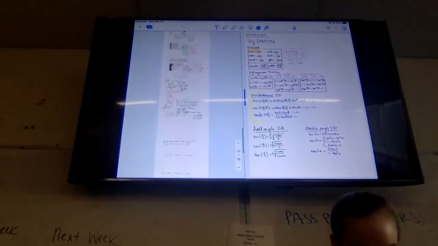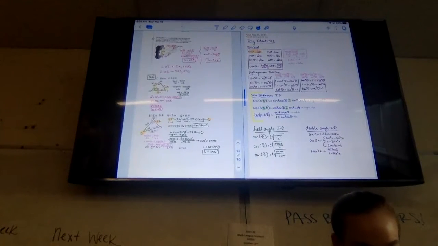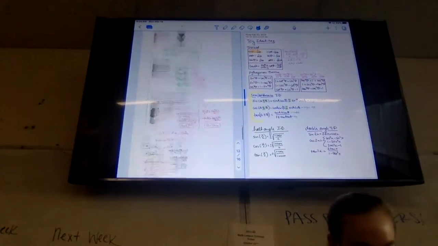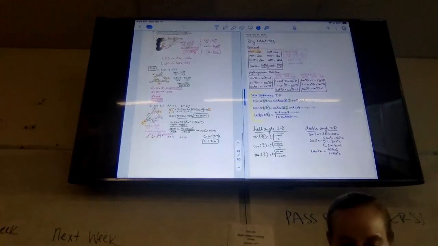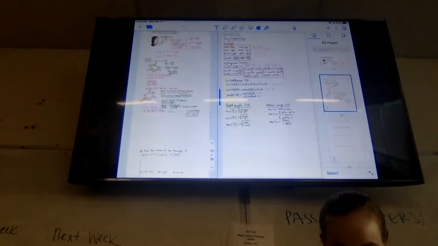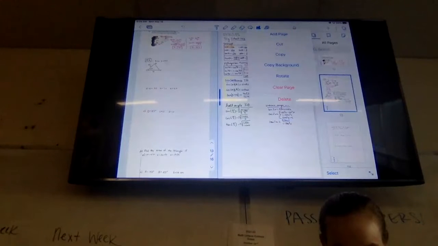But let's see. Okay, I think all we did were 3 word problems and then 2 law of cosines. So actually we're in a good space. Okay, let's see, I want to clear that page and I want to clear this page.